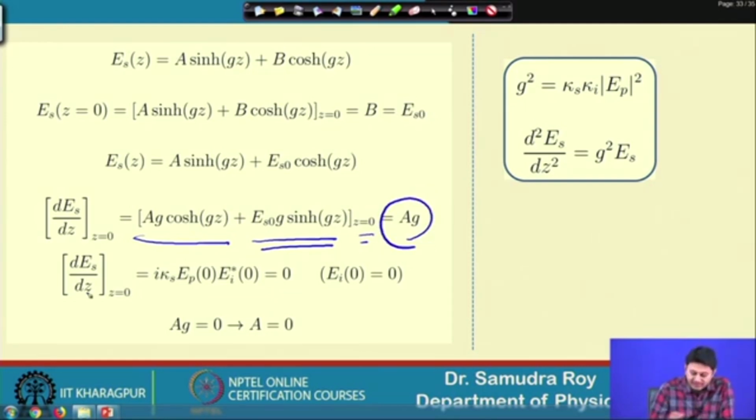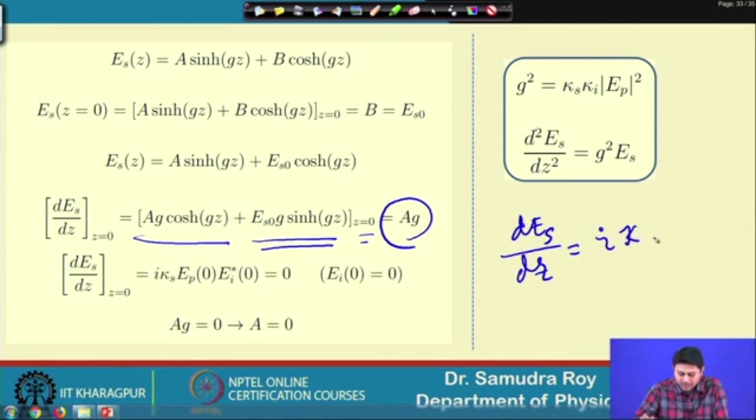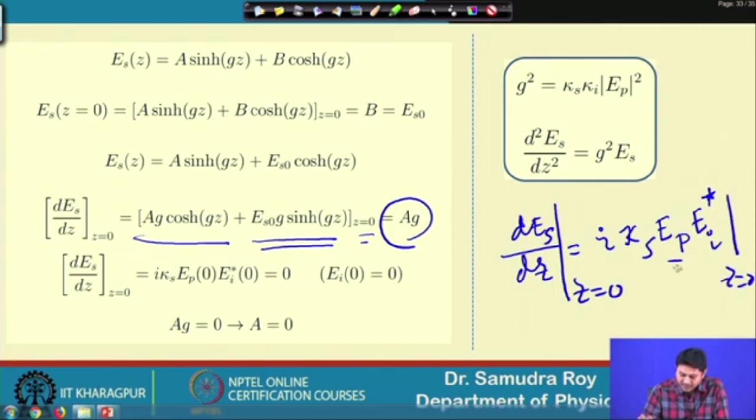Now, dS/dz, in the previous slide, if I go dS/dz, this quantity is how much? This quantity is i kappa_s E_P E_I star. When I find this quantity at z equal to 0, we need to find out E_P at z equal to 0 and E_I at z equal to 0.